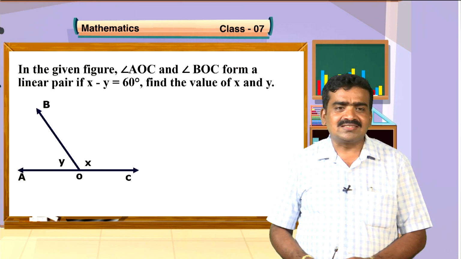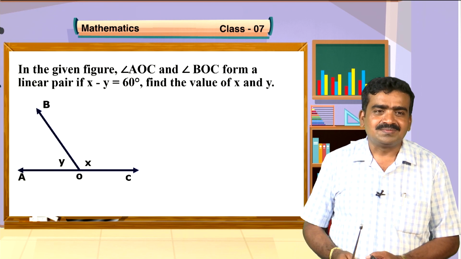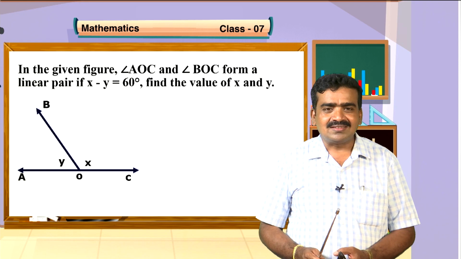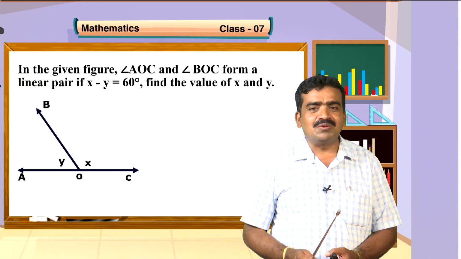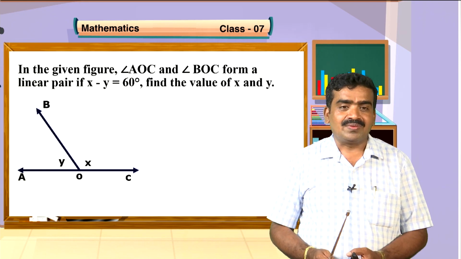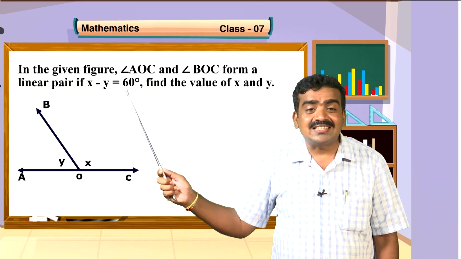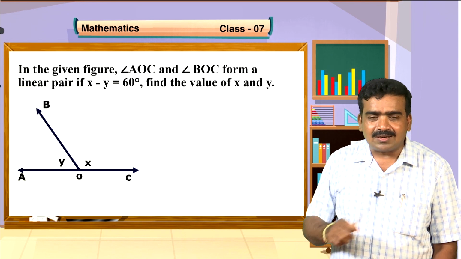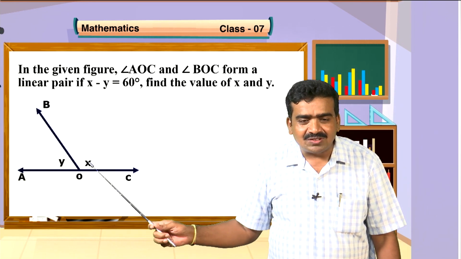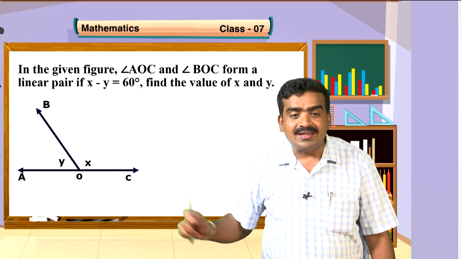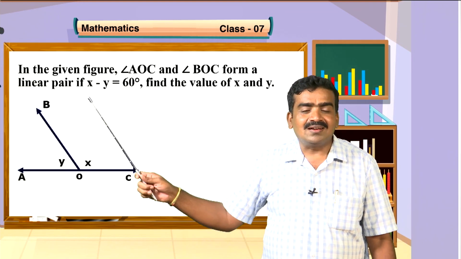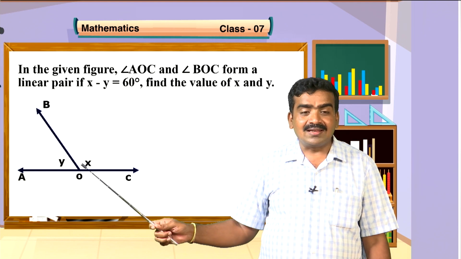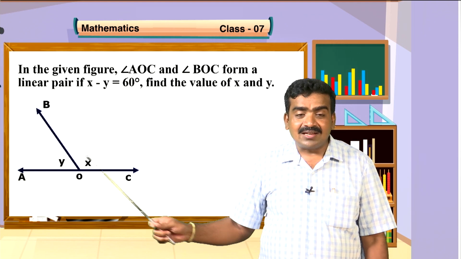So, based on this, let us solve a problem. Read the question carefully. In the given figure, angle AOC and BOC form a linear pair. If x minus y is 60 degrees, find the value of x and y. That means we have to find the measure of angle x and angle y. The only data given is x minus y is 60 degrees. Then how to calculate angle x and angle y?